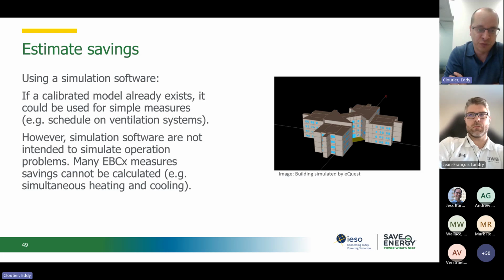There are some exceptions to that rule, I would say. An example that comes to mind is a more complex calculation for temperature setback for a whole building. They can be useful to do that type of measure, but I would say it's quite uncommon to use simulation software to do energy saving calculations in recommissioning.